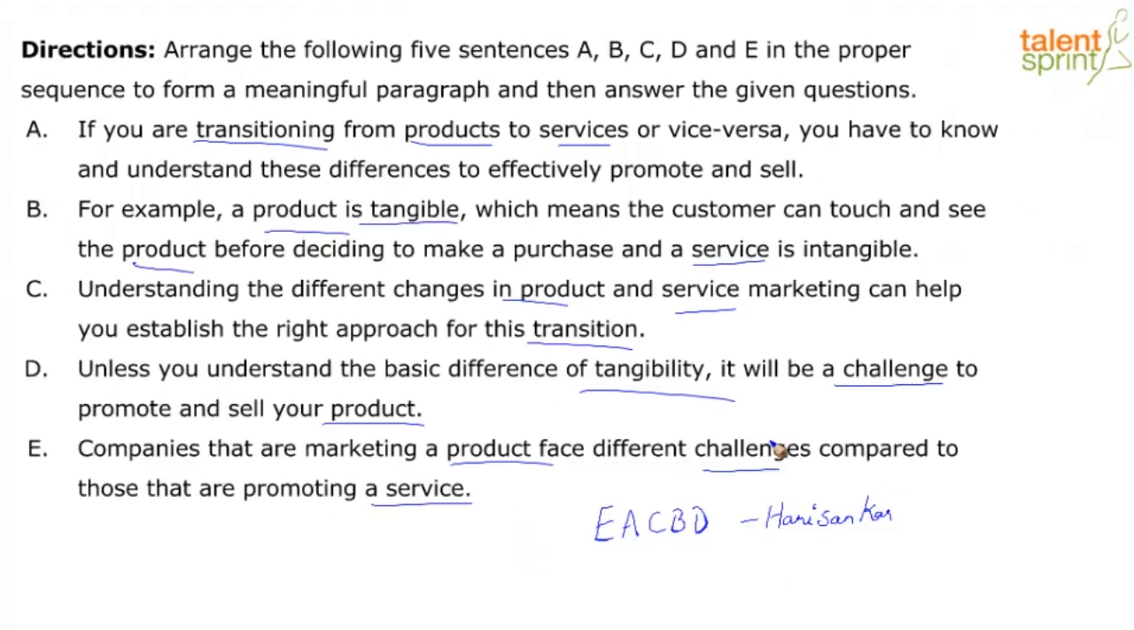So obviously, if the whole paragraph is revolving around product and service, I need to identify that the topic sentence has to kind of bring in a context or set the pretext saying, okay, what's the big difference between product and service? And that sentence is E.